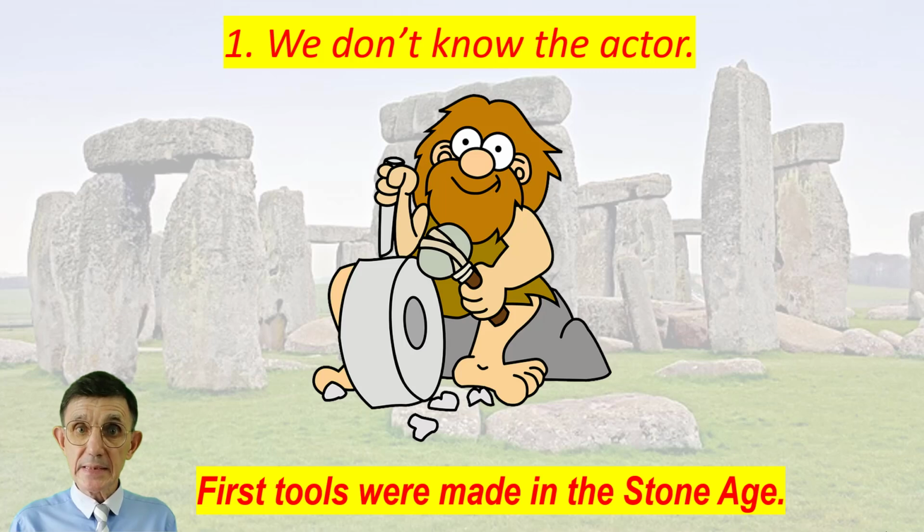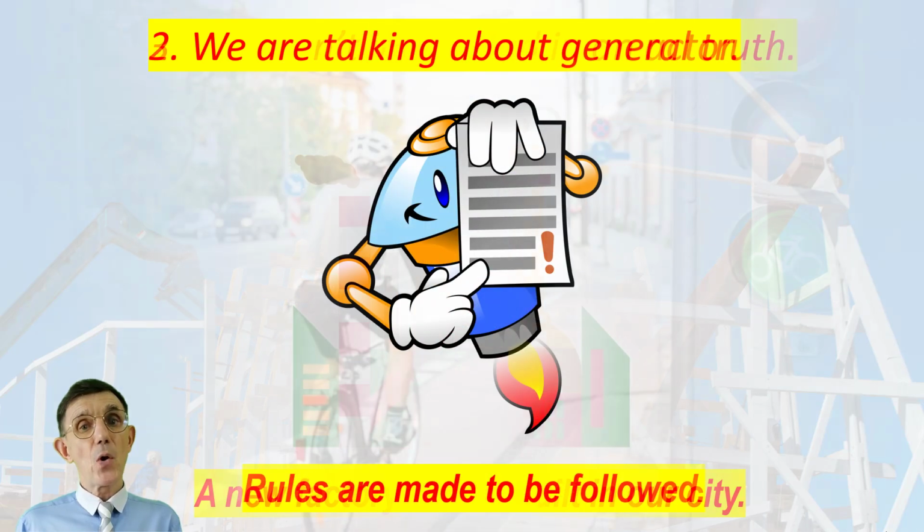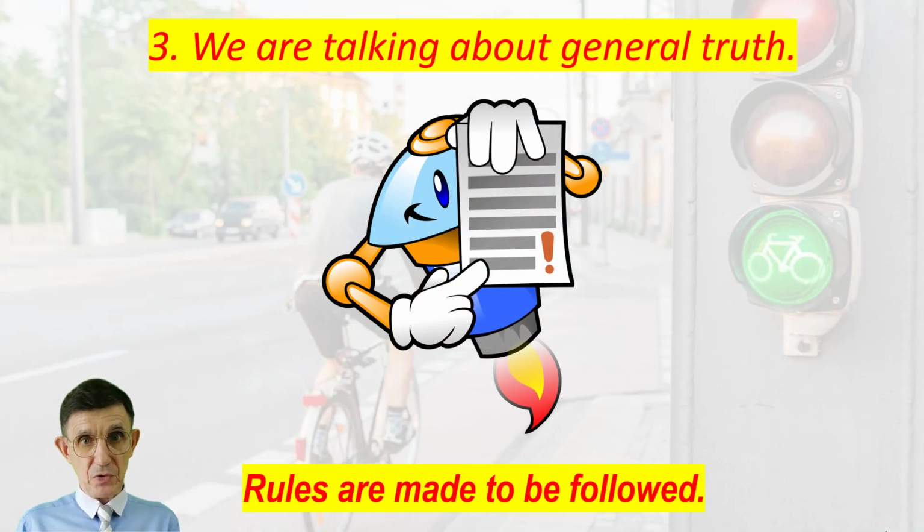The rule is as follows. If we want to draw attention to a doer, we use the passive voice. If we want to put the focus on the action, we should use the active voice. The passive voice is used when we don't know the actor. First tools were made in the Stone Age. When we aren't interested in an actor, a new factory will be built in our city. When we are talking about general truth, rules are made to be followed.